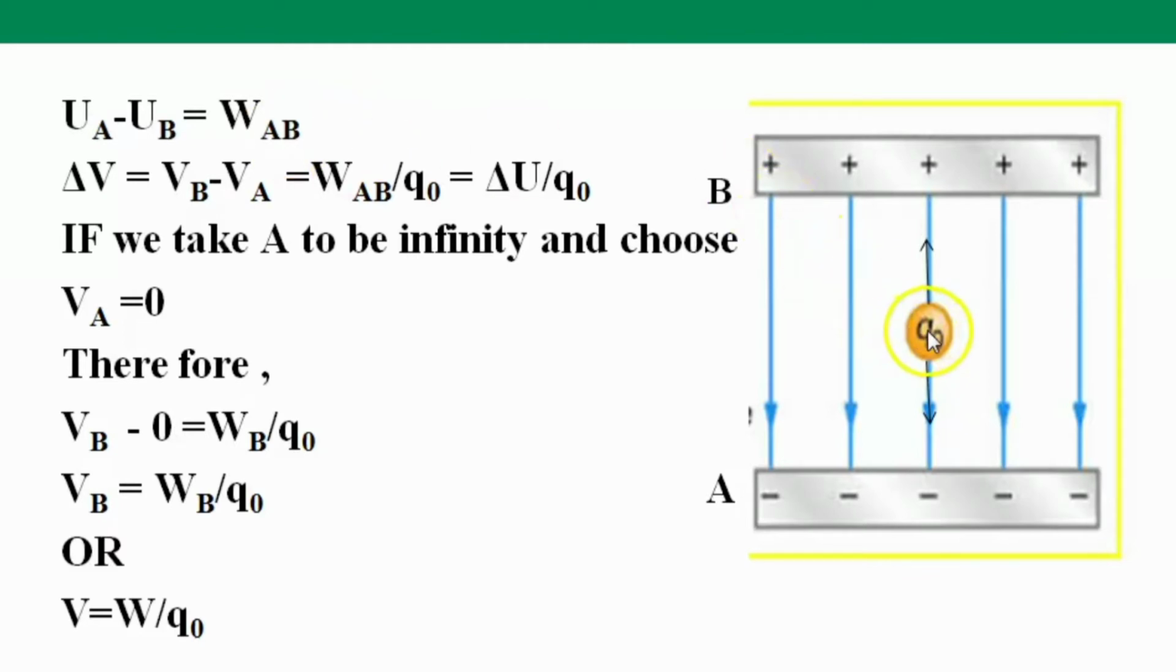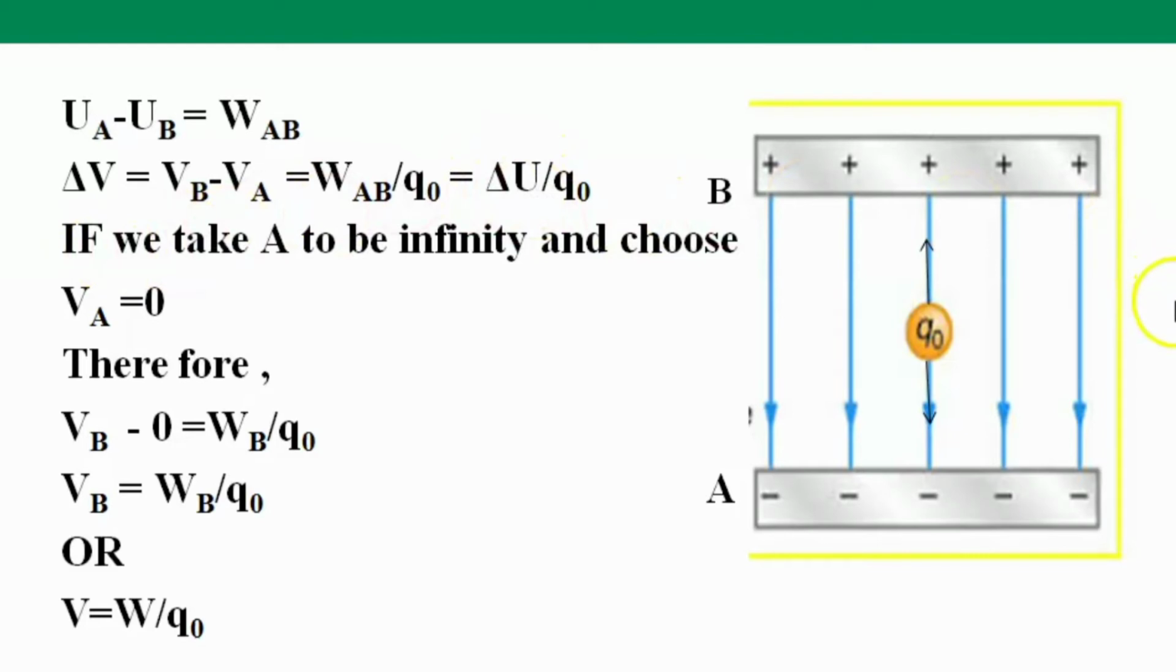In other words, if the charge is moved from point A to point B, then the work done is stored in the charge, and that work done stored is equal to the potential energy. Therefore, UB minus UA is equal to WAB. And the increase in the potential is delta V. Potential is represented by V. Change in potential, increase in potential, means delta V is equal to VB minus VA. It means increase in potential is equal to work done per unit charge, and that work is equal to potential energy, so we can write it as potential energy per unit charge.